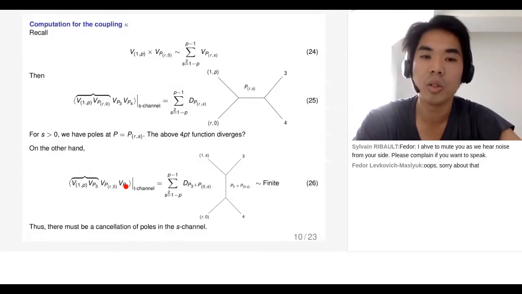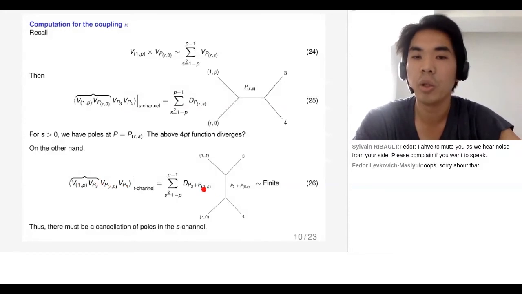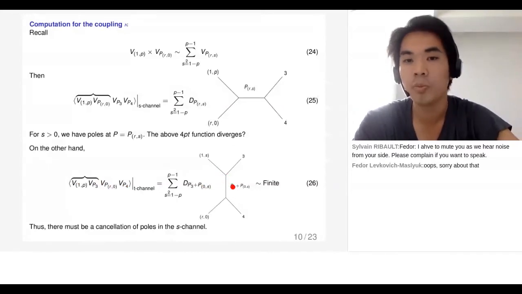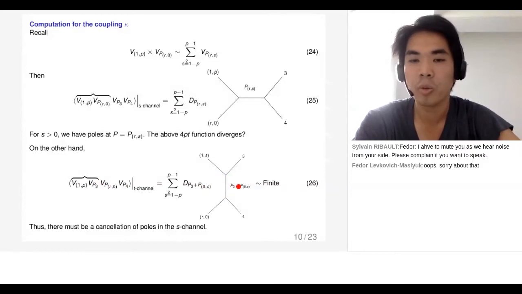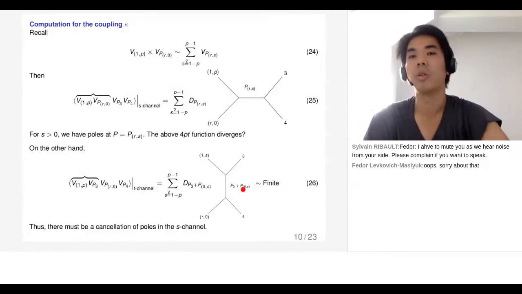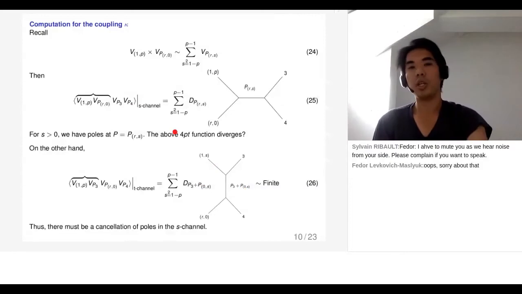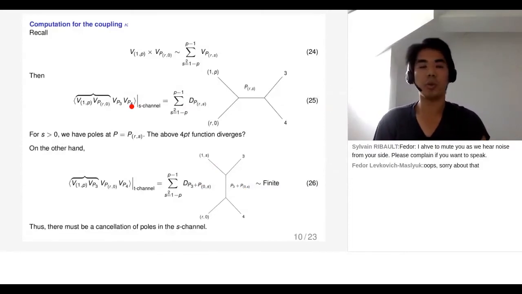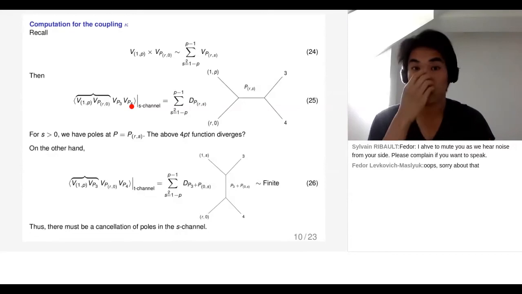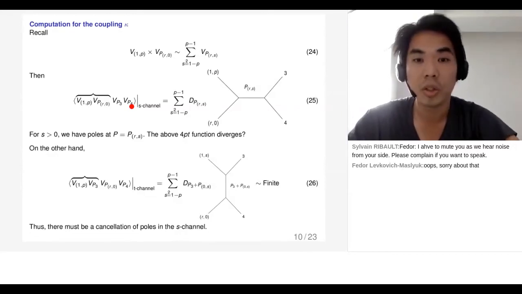However, if we consider the same 4-point function, but in the T channel, we obtain a different decomposition here, where you see that all the channel fields have generic dimensions, and so they have no poles, and in fact, the whole T channel is finite. So by crossing symmetry, the S channel must be finite as well. And so there must be cancellation of poles in the S channel. And in fact, this is where the logarithmic block shall emerge. So let us see how the cancellation of poles happens.